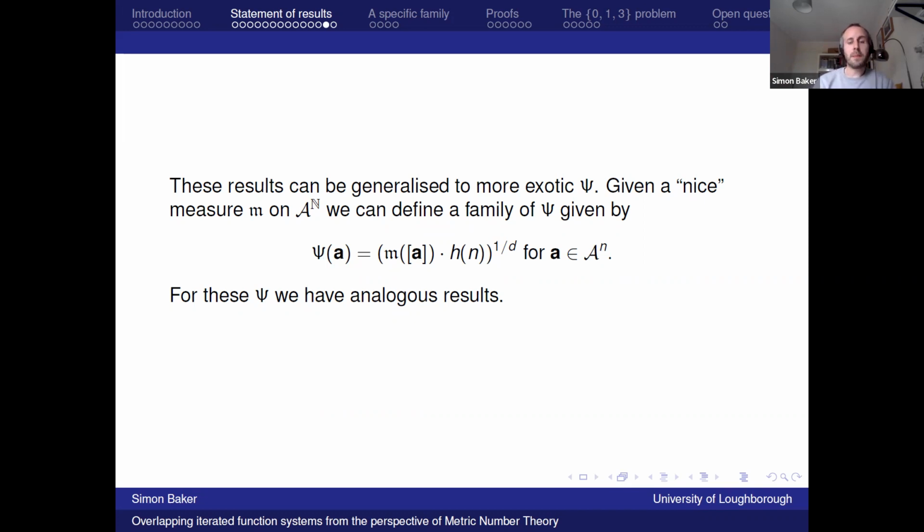Notice that if I was to take my measure to be the uniform measure, then every cylinder of length n is going to have mass 1 divided by the number of words to the power of n. So taking this measure mu to be the uniform measure, I would be in the framework we've just seen.